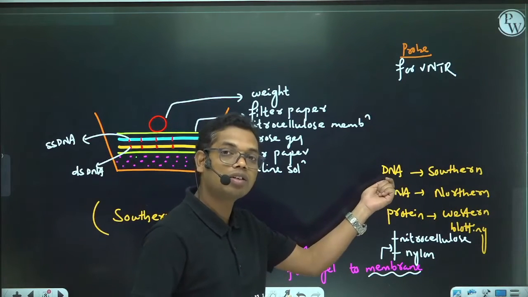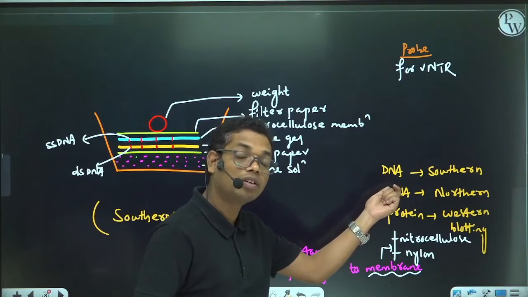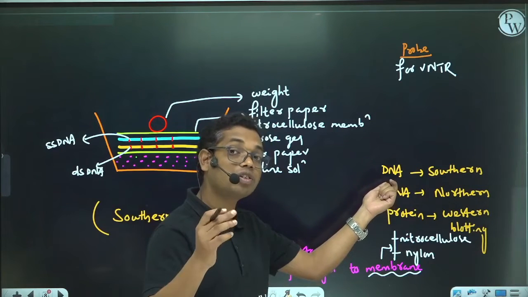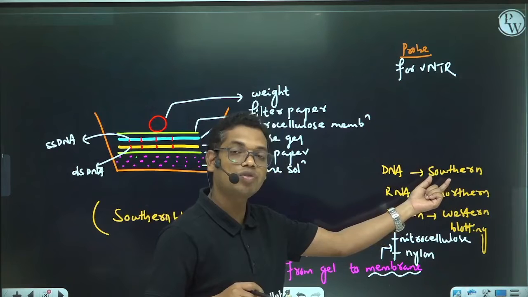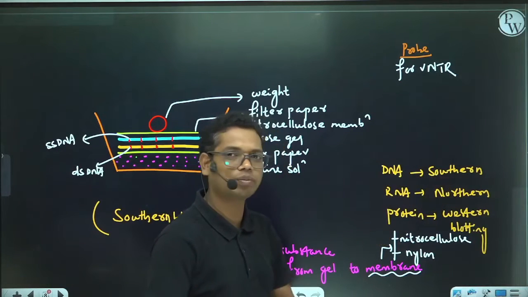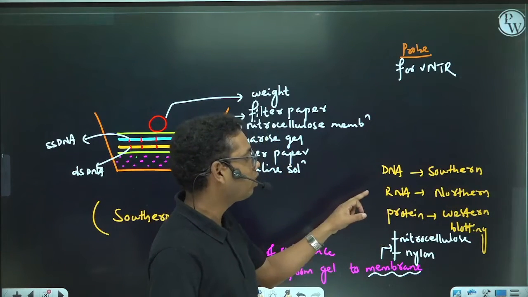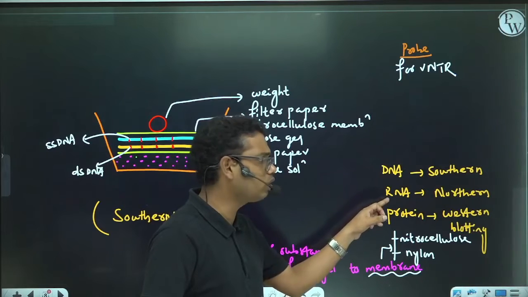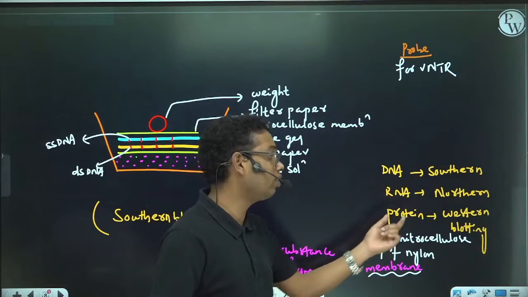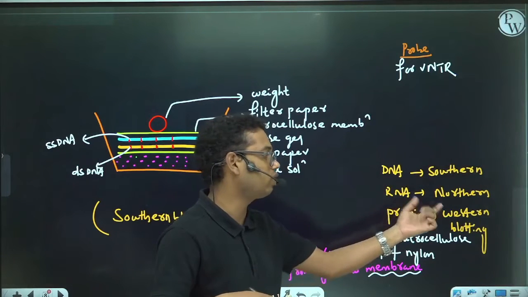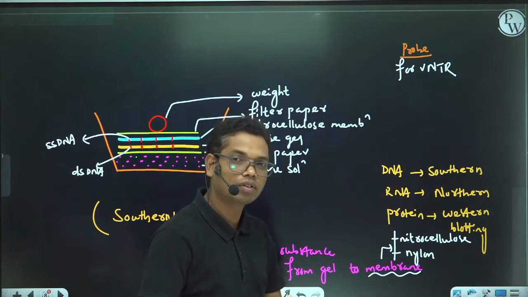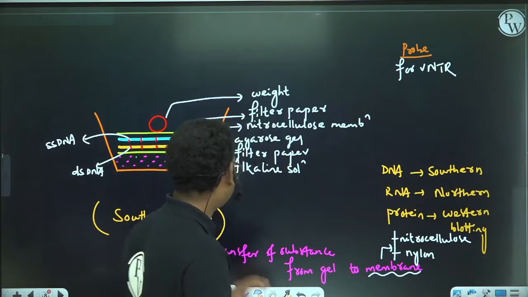Why? Because this technique of blotting, in which DNA was transferred to a membrane, was first done by a scientist named Southern. That is why this technique is called Southern blotting. Okay, and if I transfer RNA from the gel to the membrane, that is Northern blotting, and if I transfer protein from the gel to the membrane, that is known as Western blotting. Okay, so this is blotting.